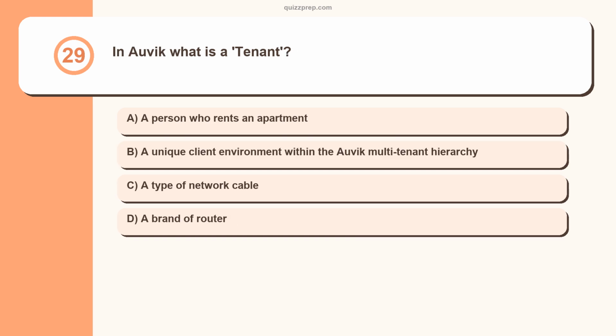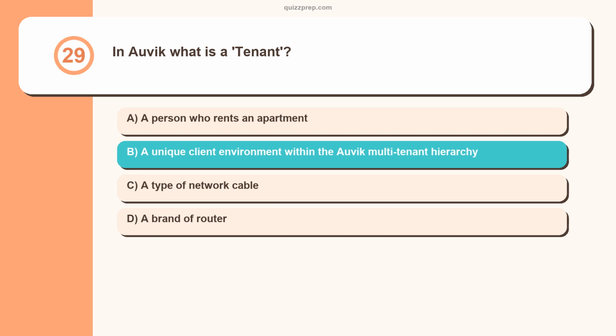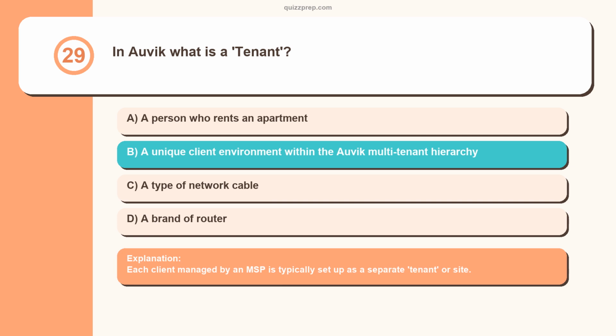Question 29. In Auvik, what is a tenant? A person who rents an apartment. A unique client environment within the Auvik multi-tenant hierarchy. A type of network cable. A brand of router. Each client managed by an MSP is typically set up as a separate tenant or site.